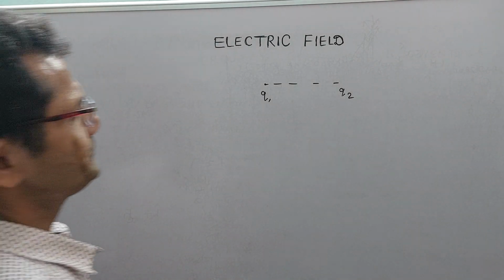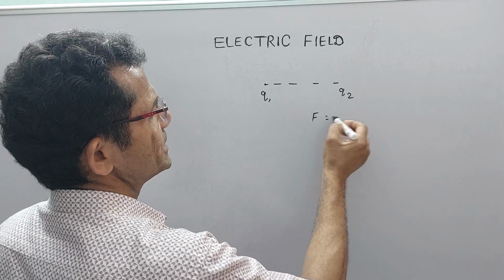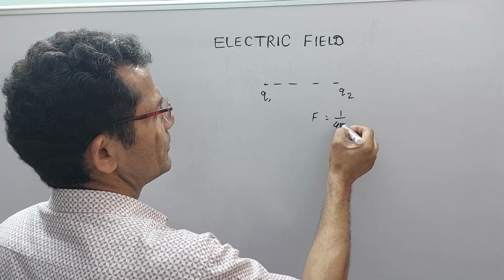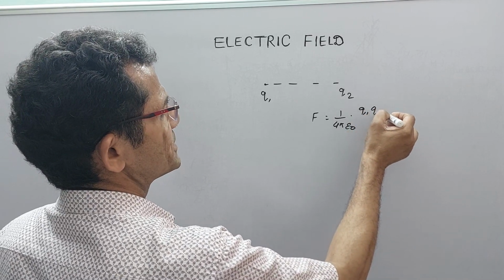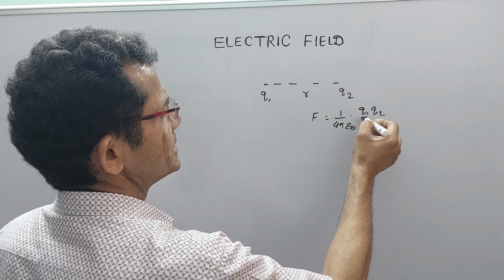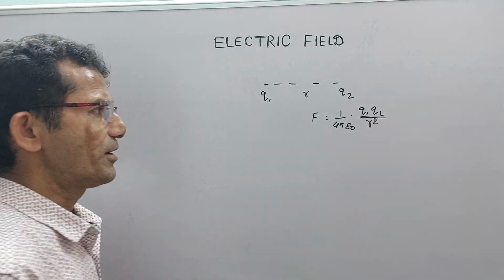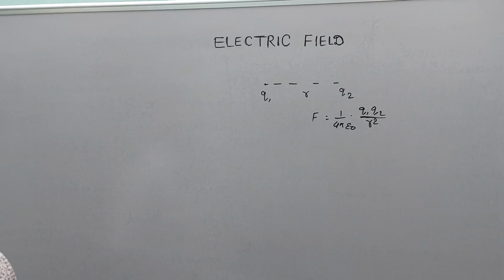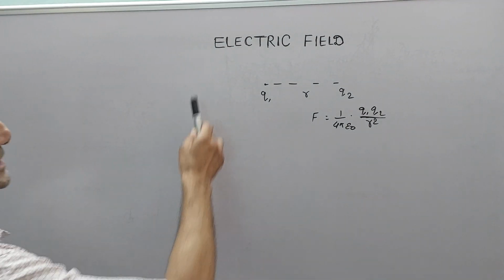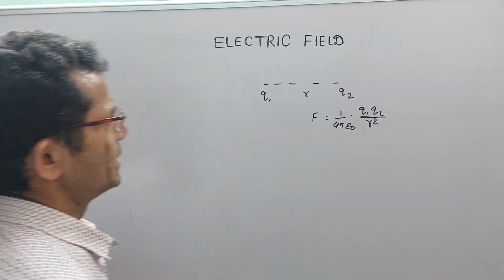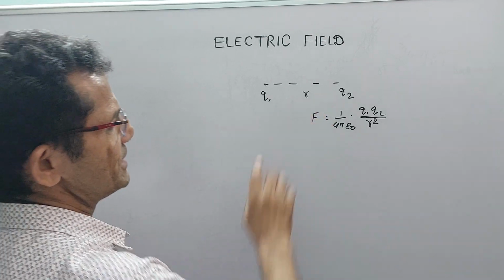Here Coulomb has given the force between these two charges, which in magnitude is 1 upon 4 pi epsilon naught, the product of the charges divided by r square. But Coulomb has not explained how this force is acting on each other. So it is the electric field which explains the mechanism of the force acting between them.